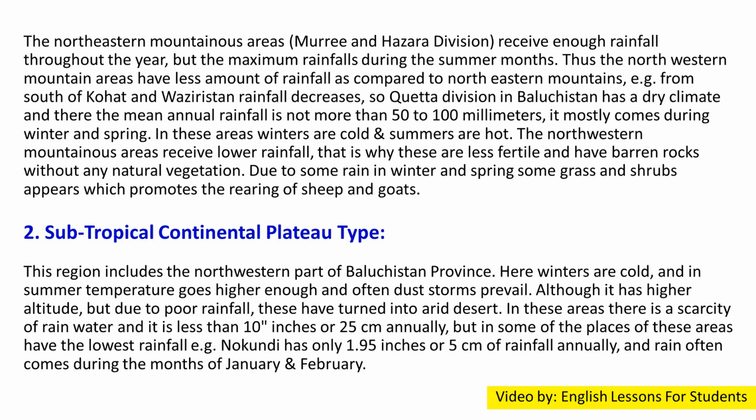In these areas, winters are cold and summers are hot. The northwestern mountainous areas receive lower rainfall. That is why these are less fertile and have barren rocks without any natural vegetation. Due to some rain in winter and spring, some grass and shrubs appear, which promotes the rearing of sheep and goats.